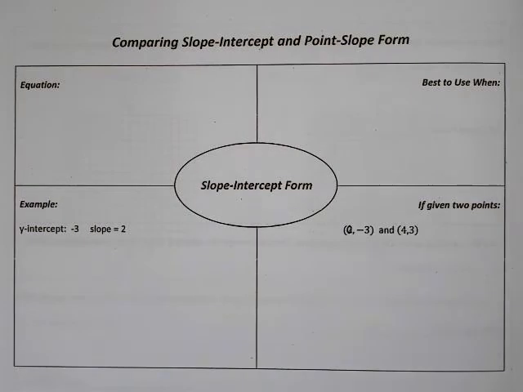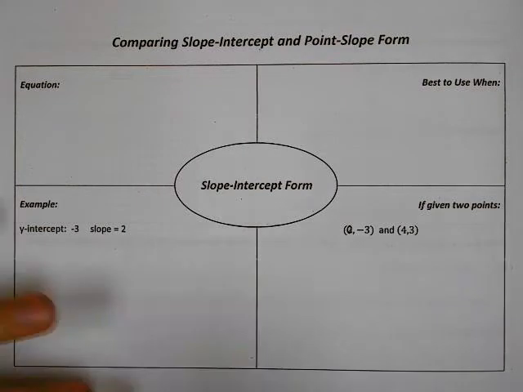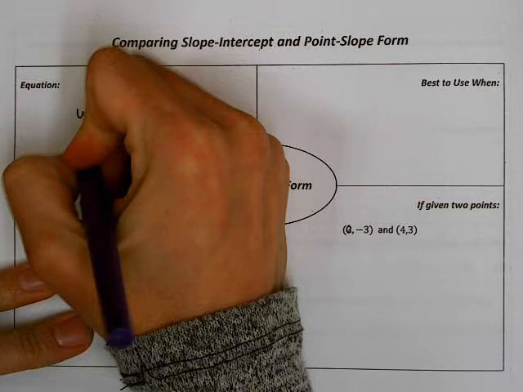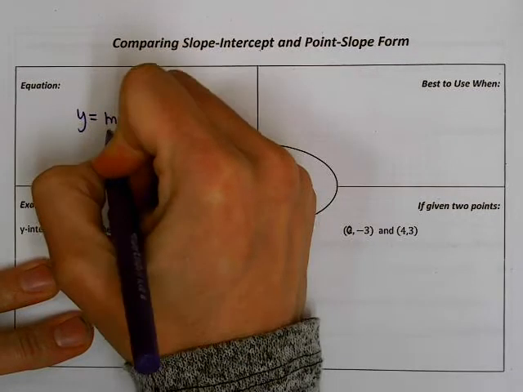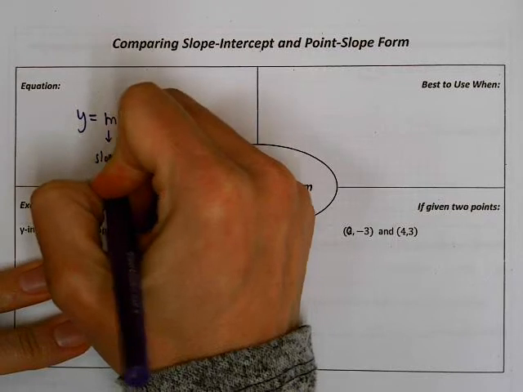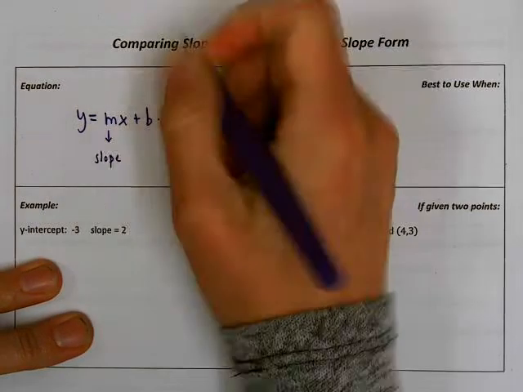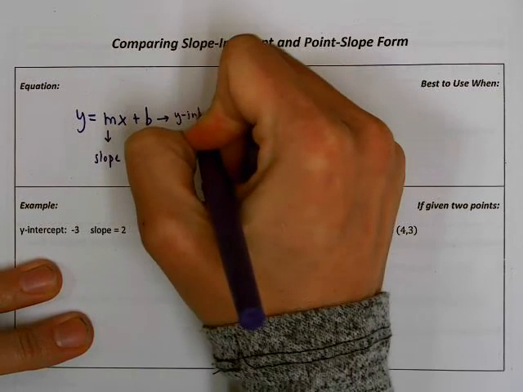So that's really the focus today, is looking at the information that you're given and deciding which form is really the best to use. So let's start with slope-intercept form. By now, we all know that looks like y equals mx plus b, where m is the slope and b is the y-intercept.